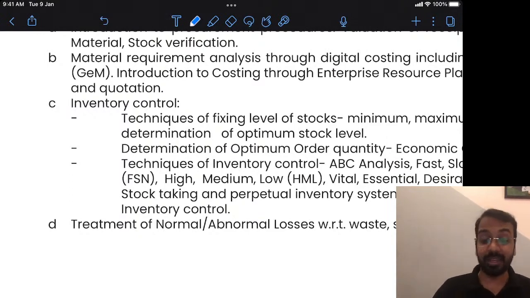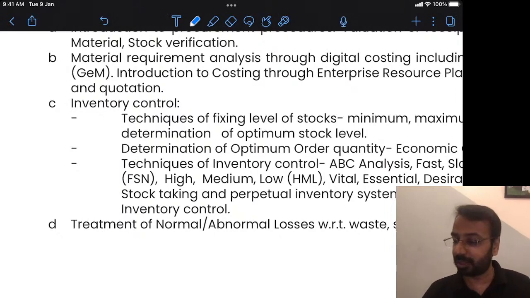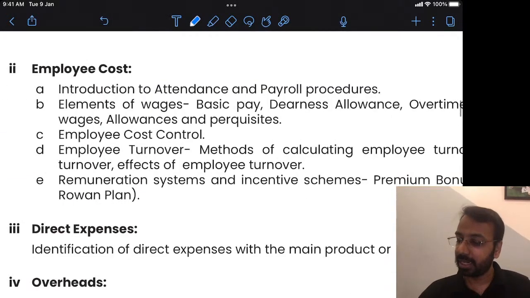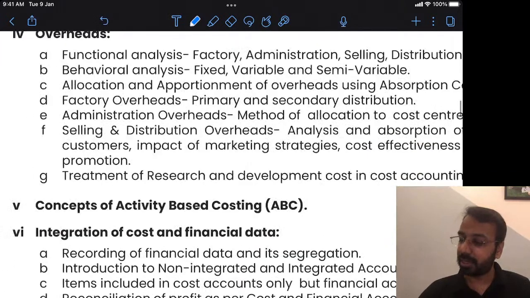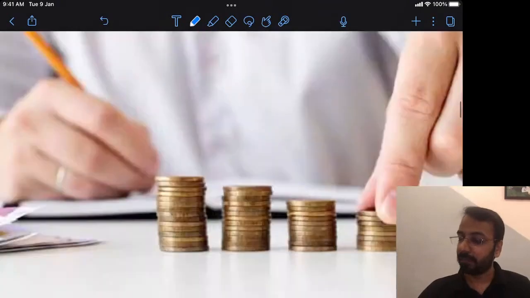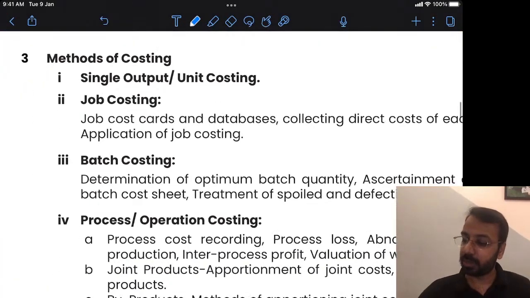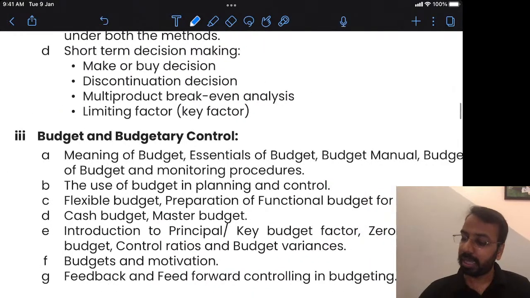Types of question may vary, long question, short questions may vary, but apart from that, I don't see much of a difference. Employee cost was already there, direct expenses was there, overhead was there, activity based costing was there, cost and financial data where you do reconciliation part, that is already there. Then job costing was there, unit was there, batch is there, process is there, all of these things are there. Standard costing, marginal costing, budgetary control, everything is there.